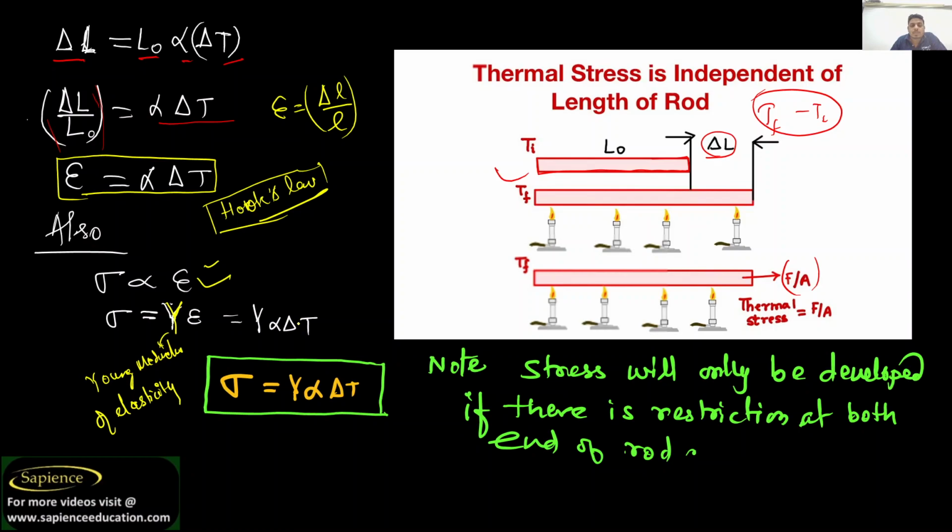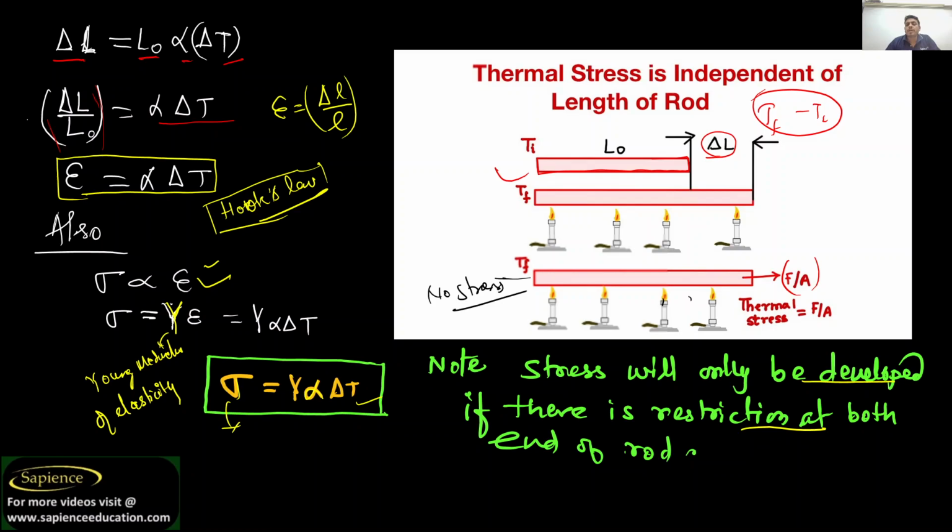So can we write here strain is equal to alpha into delta T? Finally we have come to the conclusion of how much stress is developed. Stress is equal to Young modulus of elasticity into linear expansion coefficient into change in temperature. Note, stress will only be developed if there is a restriction. If you are heating an object and it is free to move on both sides, no stress will be developed. Don't be confused here. Whenever there is a restriction in expansion, only then will stress be developed.